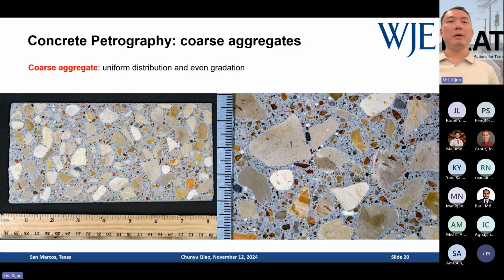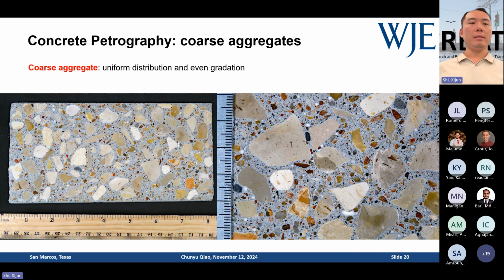Again, we start from the most abundant component in the concrete, coarse aggregate. For this coarse aggregate, we'll look at the distribution, we'll look at the gradation. Here you can see a very typical Texas concrete, with limestones and some river gravels. The aggregate is evenly distributed over the depth and the length, so there's no grade segregation issue. It's a well distributed, good quality concrete.